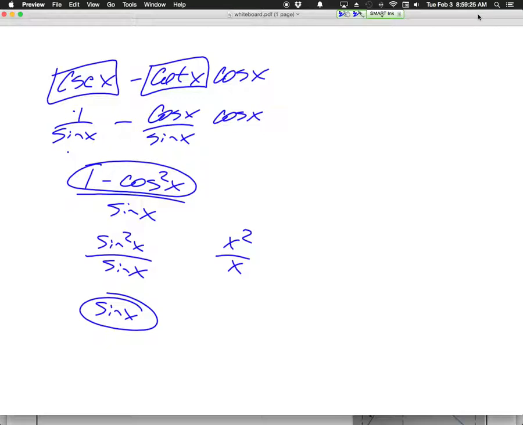So we started with the trig expression. We used our trig identities to simplify it all the way down to sine of x. So that means this whole thing up here, this trig expression I started with, what does that equal to? That is the same thing as sine. That is correct. Okay, that's the kind of stuff we're doing. Let's try the next one.